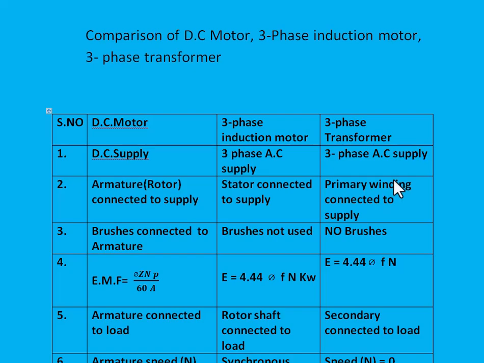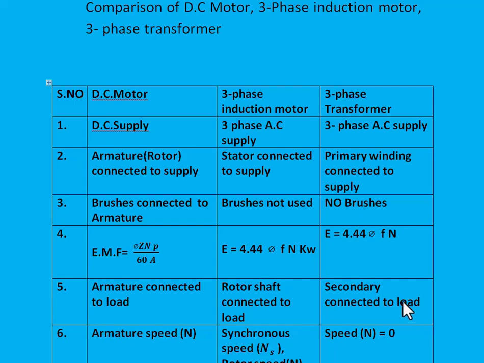Here in a transformer, primary winding means whatever winding is connected to the supply is called the primary winding. That may be HT winding, that is high voltage rating winding, or that may be a low voltage rating winding. Similarly, secondary winding means the winding which is connected to the load or left open is called secondary winding, and this secondary winding may be a high voltage winding or low voltage winding.